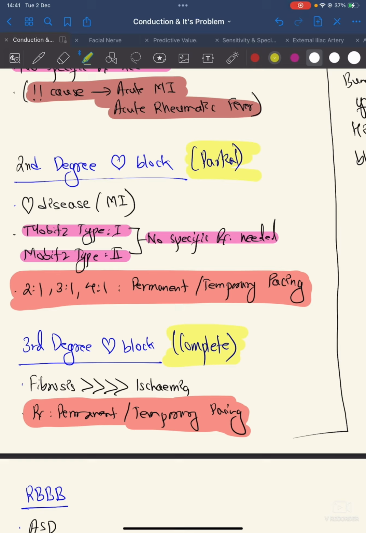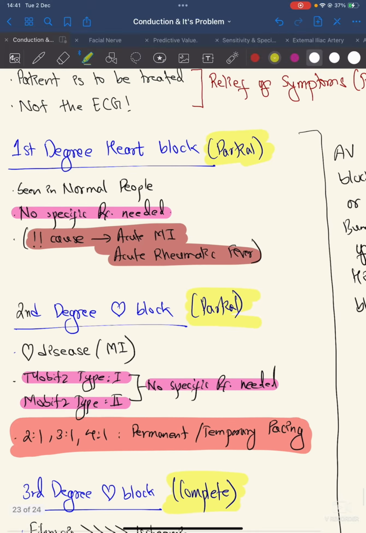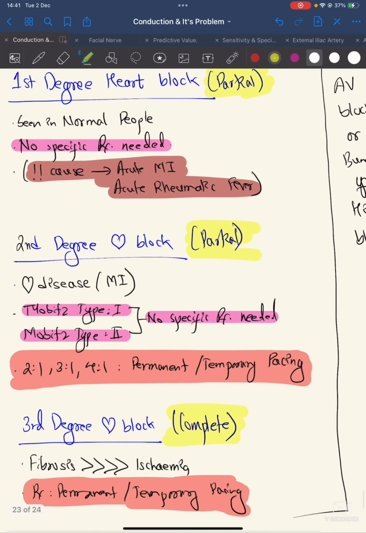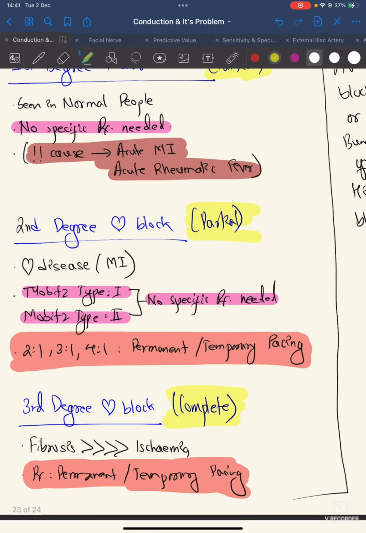And always remember that Mobitz type 1 or the Wenckebach will always show progressive lengthening of the PR interval and then a non-conducted P wave, while the first degree heart block will only show a prolonged PR interval. The Wenckebach will show progressive lengthening of the PR interval, and there will be no conducted ventricular depolarization for one atrial depolarization.